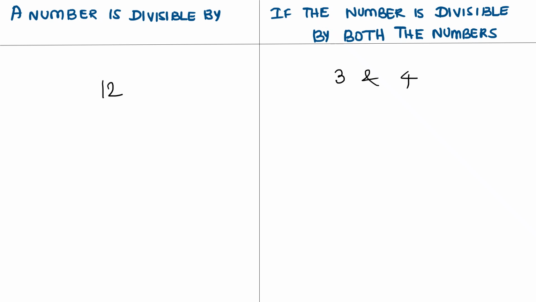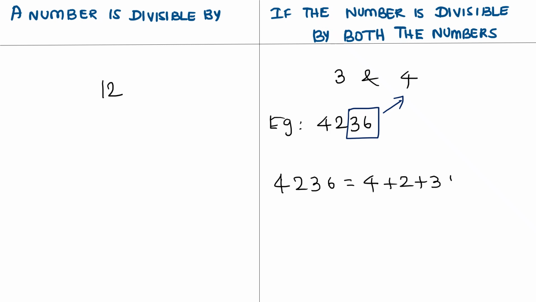If I take an example, 4236. Now I know this 36 is divisible by 4, so I will tell the whole number is divisible by 4. Now the sum of the digits: 4 plus 2 plus 3 plus 6, I will be getting here 15. 15 is divisible by 3. Therefore, the whole number is divisible by 3. So now the whole number is divisible by 12 also. It is very clear that it satisfies both of the conditions.